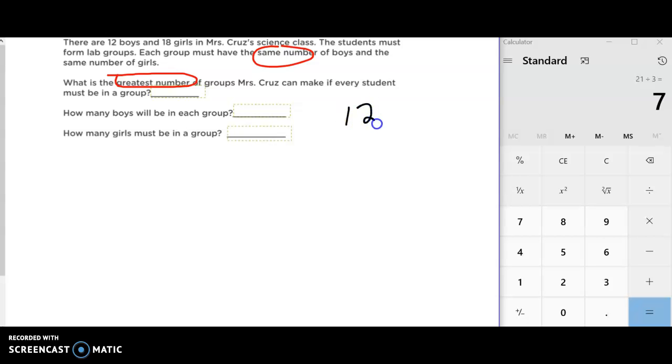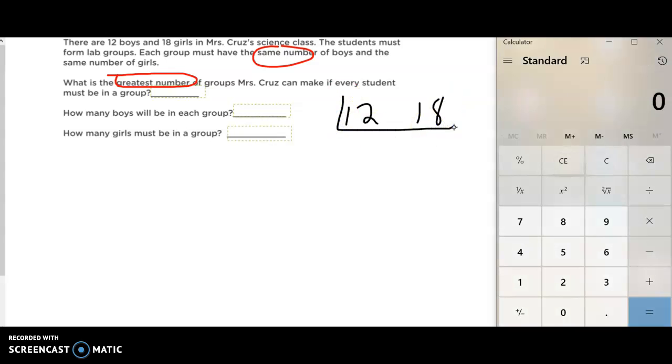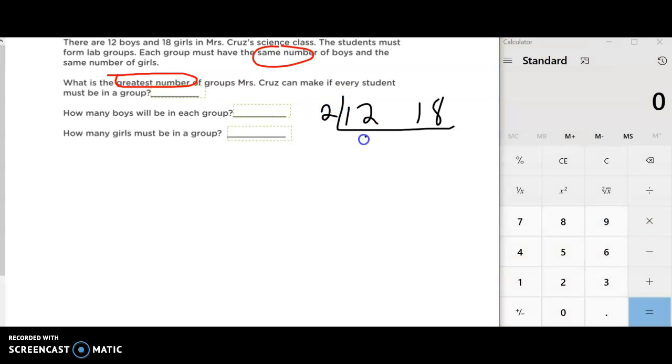I've got 12 boys and 18 girls, and I'm going to pull out... what factor could I pull out? Well, let's look. They're both even. That means I can pull out a 2. Okay, so let's pull out a 2, and I'm left with 6 and 9. Well, 2 goes into 6, but 2 does not go into 9. Okay, what's the next number? 3. 3 goes into 6. 3 times 2 is 6. And 3 goes into 9, so I could pull out a factor of 3.